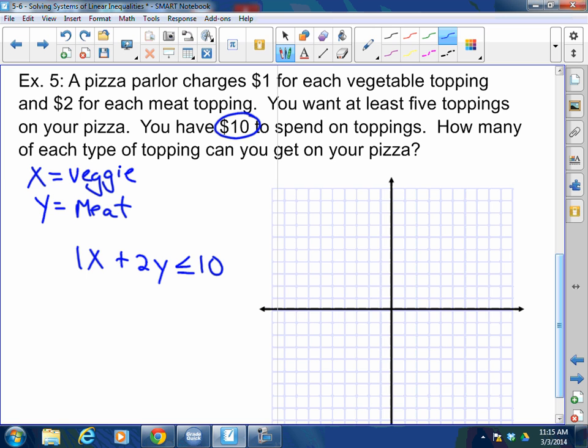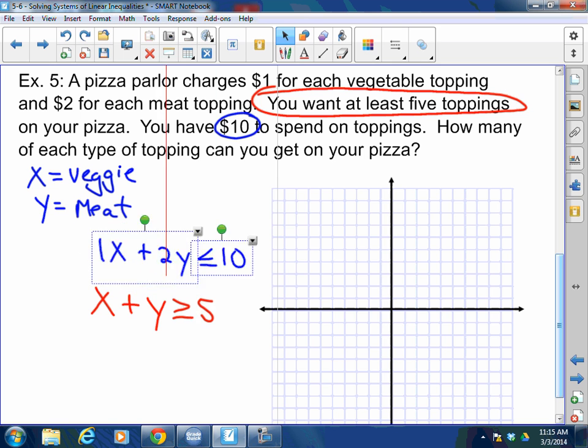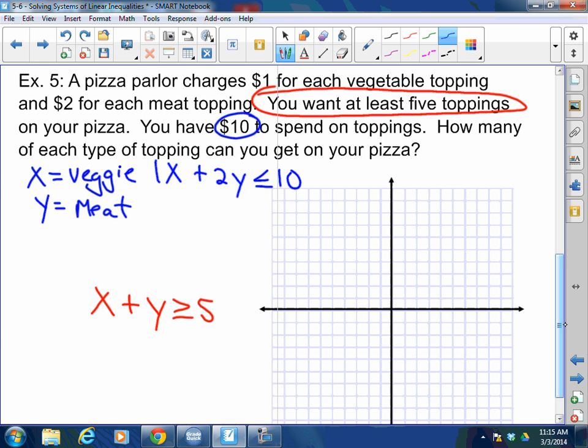At least five. There you go. You want at least 5 toppings, so from the veggies and the meat at least 5. So that's greater than or equal to 5. Let's graph. This blue graph, let's put this guy to the side. Let's solve for y. We're going to subtract that.